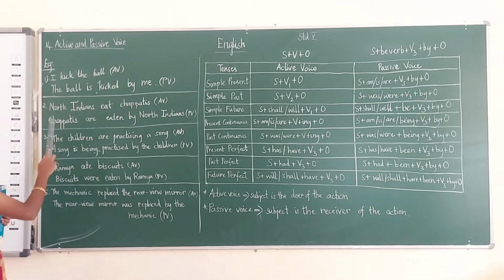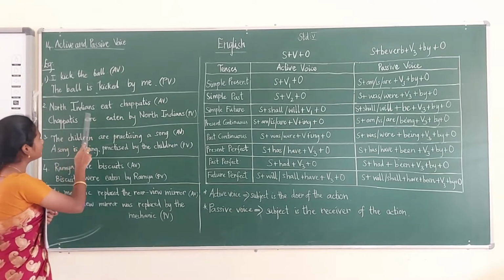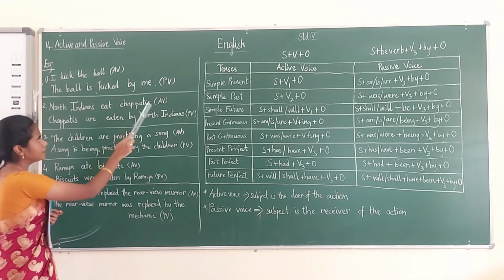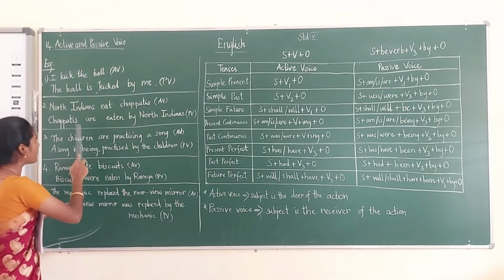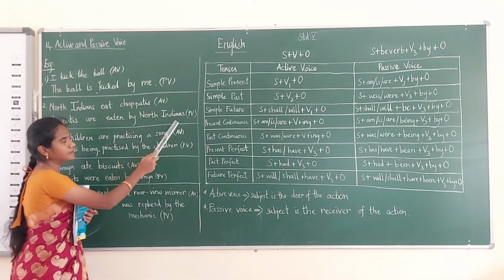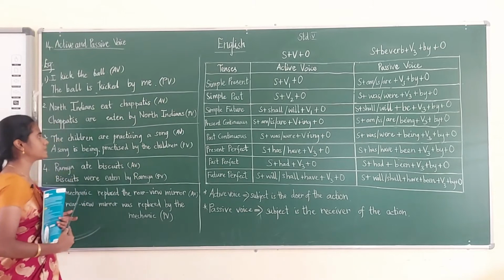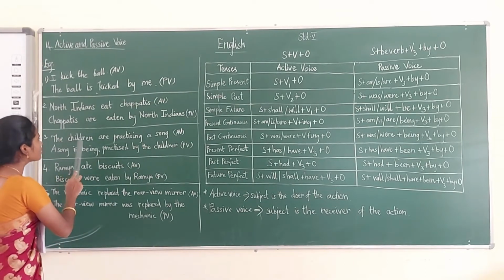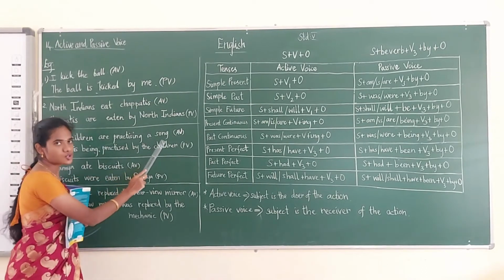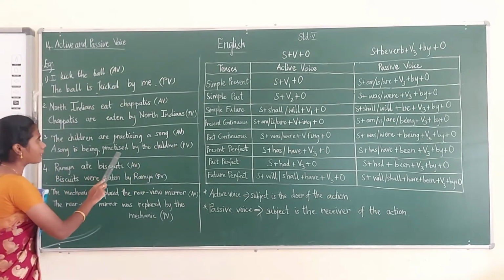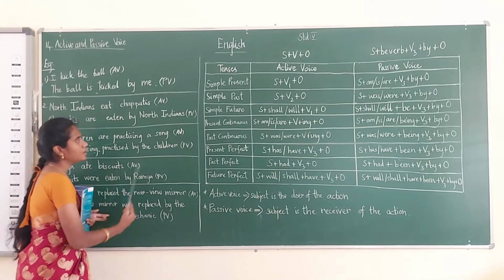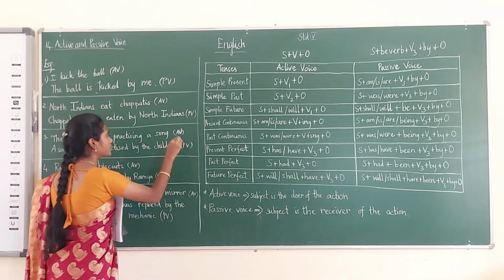See the next example. North Indians eat chapatis is in the active voice. Now we change it to passive voice: Chapatis are eaten by North Indians. See the next example. The children are practicing a song is an active voice. A song is being practiced by the children is in the passive voice.